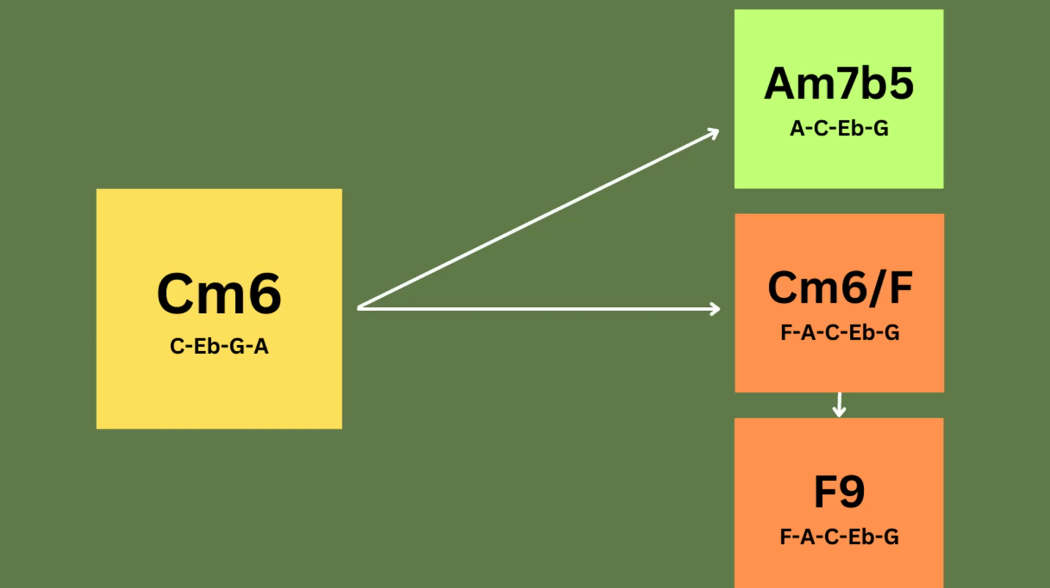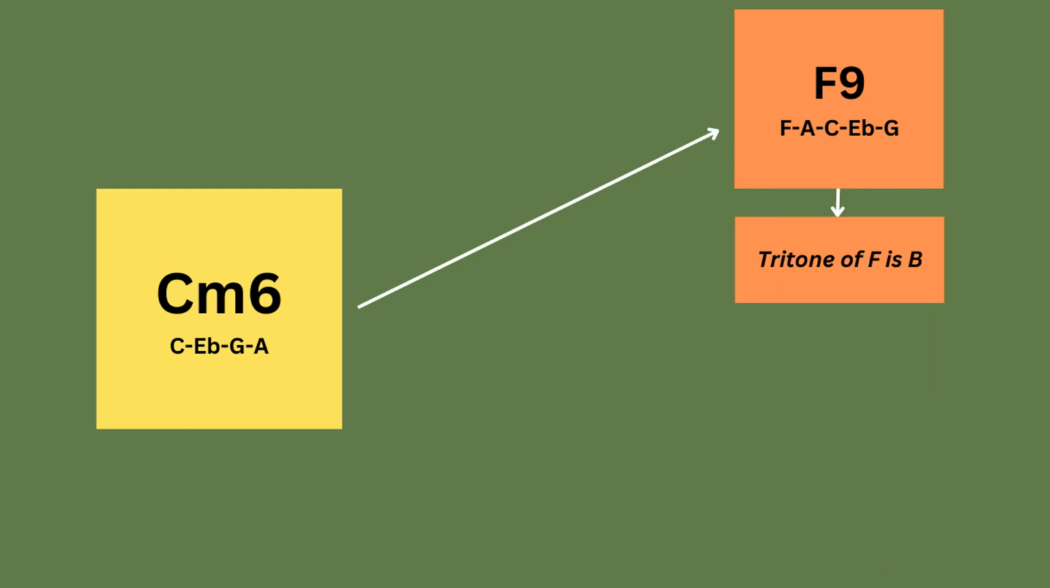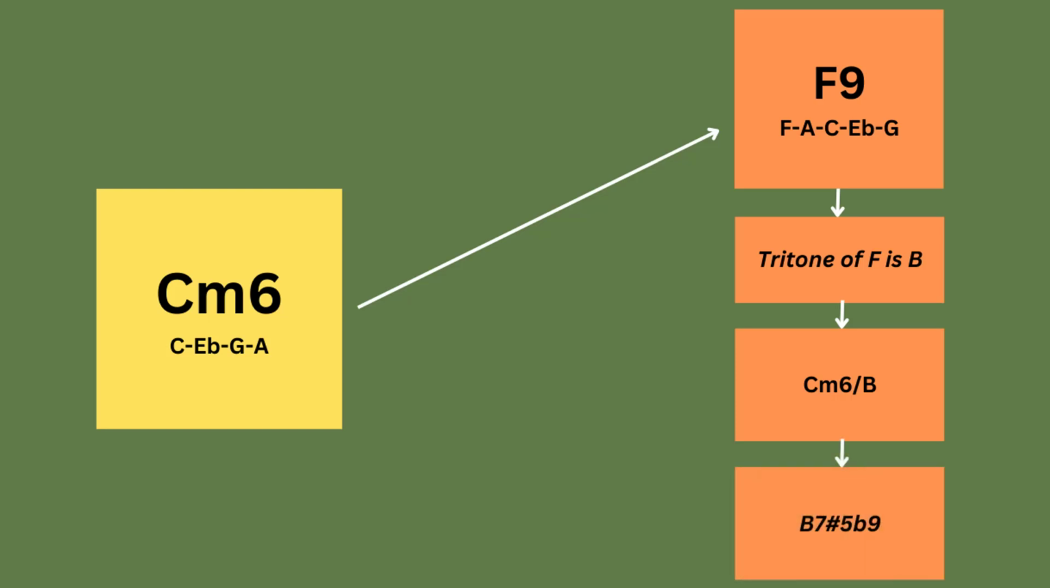So one of the ways that I might do this is to take something we already know. For example, we know that the C minor 6th can be used as an F 9th. So I might ask myself, what would be the tritone of F 9th or F 7th? Now, by a tritone, I mean the flattened 5th of F, which in this instance would be B. So following that line of thought, if I played a C minor 6th over a B bass, I would produce the sound of a B7 sharp 5 flat 9.